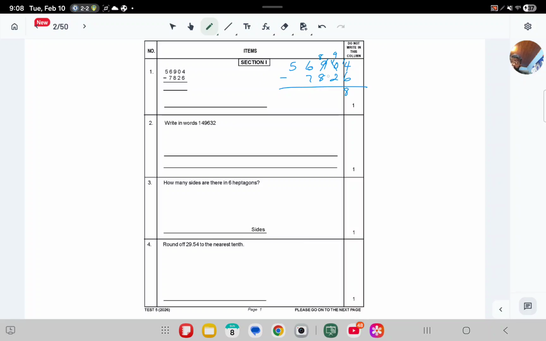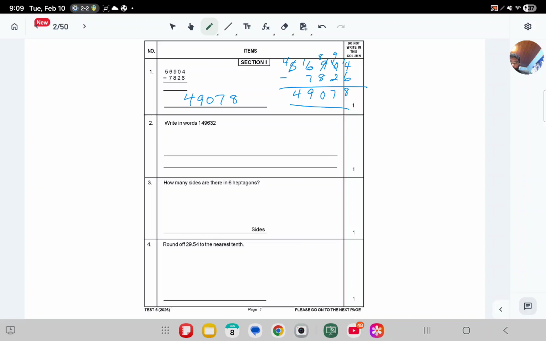9 take away 2 is 7. 8 take away 8 is 0. 6 cannot take away 7, so we take 1 from the 5. Here becomes 4. Here becomes 16. 16 take away 7 is 9. 4 take away nothing is 4. So 49,078.